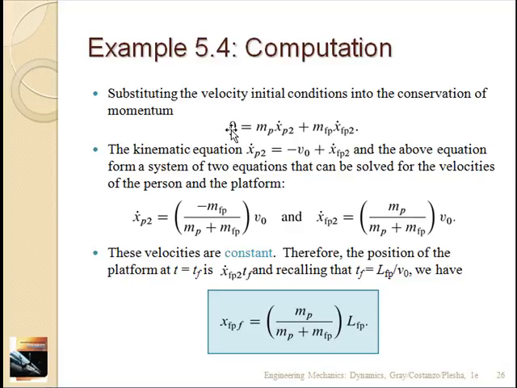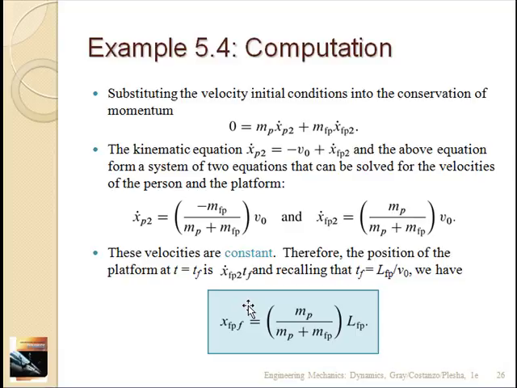As I said, the final momentum is 0. So 0 is the final momentum of the platform plus the final momentum of the person. So that means the velocities of these two are of opposite sign and proportioned relative to their masses. The kinematics tells us that the velocity of the platform is minus v naught plus the velocity of the person. So we can substitute this in up here, get rid of the x dot fp2, and so this is just an equation for x dot p2. X dot p2 relative to v naught looks like this.